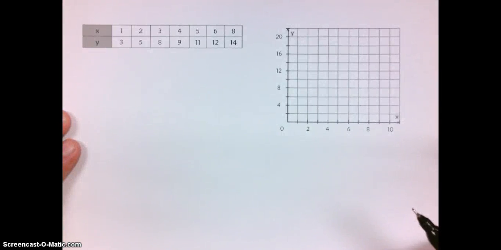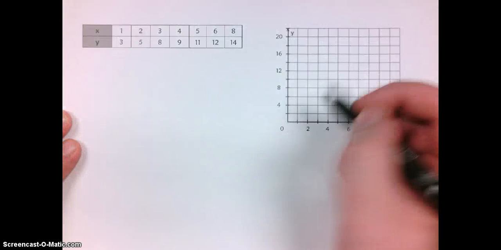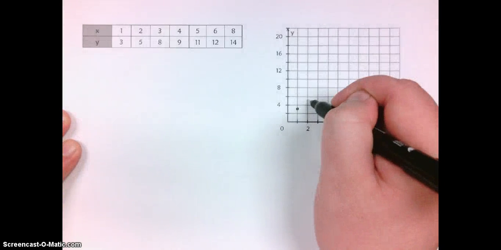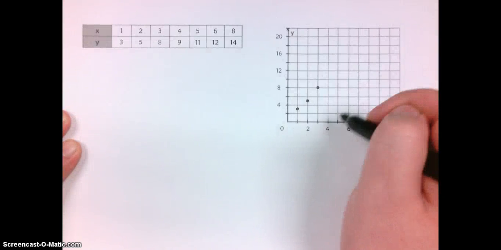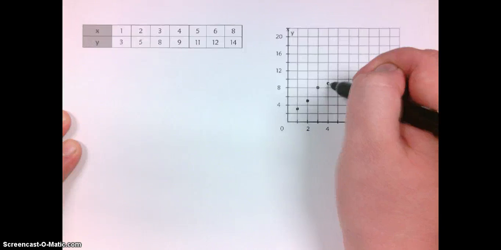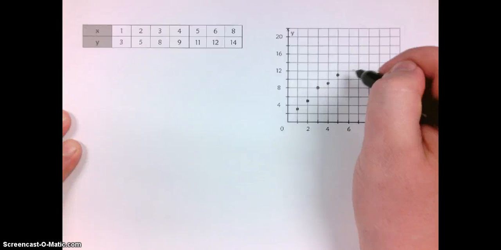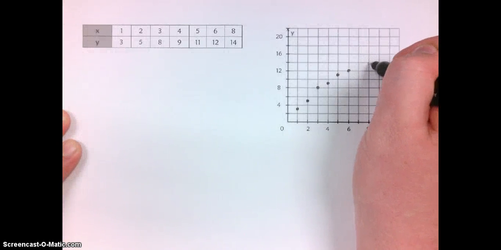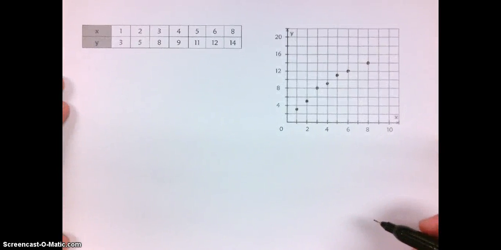So the first thing I want to do is create a scatter plot. So I'm going to assume that I can graph these as ordered pairs. So I'm going to graph (1, 3), (2, 5), (3, 8), (4, 9), (5, 11), (6, 12), and (8, 14). I think it's safe to say this time that it definitely does reflect a positive correlation.